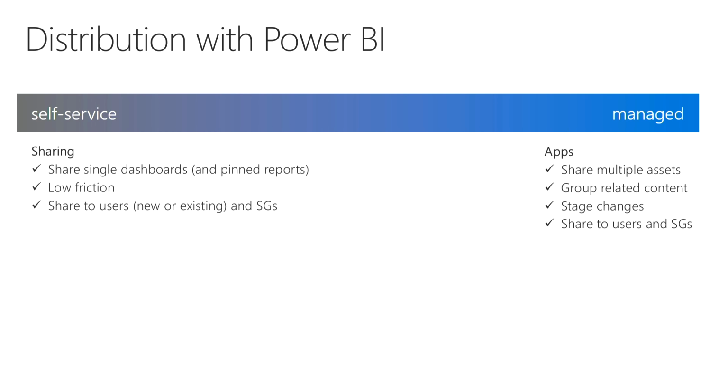It's on the opposite end of the distribution spectrum. Apps allow you to package up multiple kinds of reports and dashboards together into one app that's as easy for an end user to consume as clicking on something on their home screen on their mobile phone. You can group together related content. You can also stage changes so that you don't have to push things to your end customers while you're busy making changes on the go.